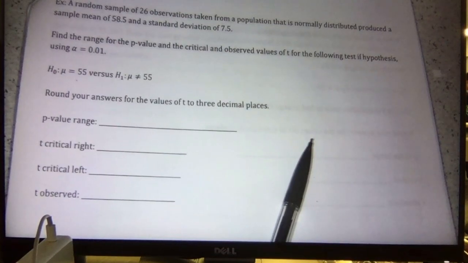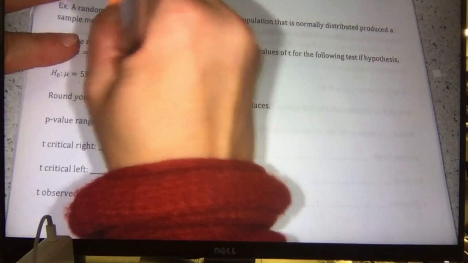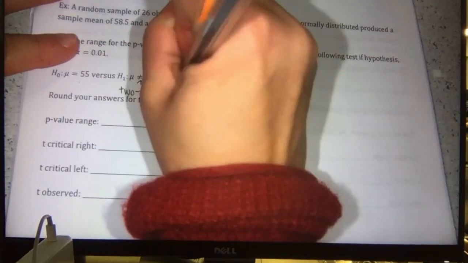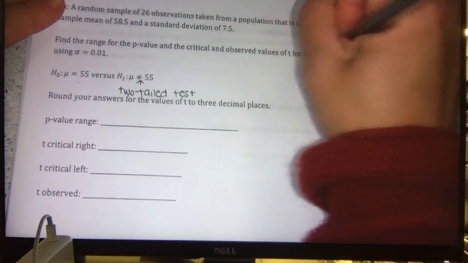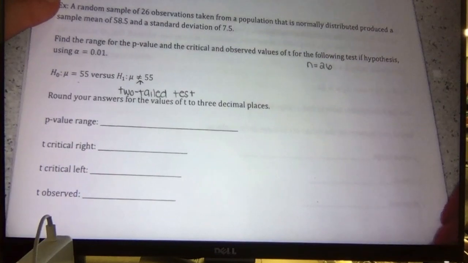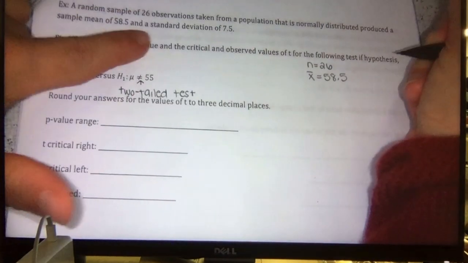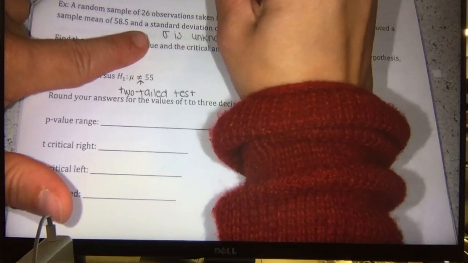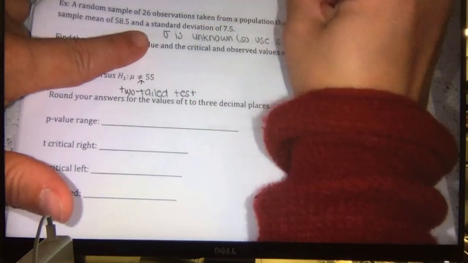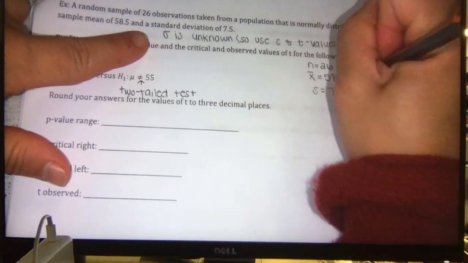So let's see what we got going on here. Just by looking at it, because it's not equals to, we know this is going to be a two-tailed test. What do we know? We know n is 26. We know our sample mean, our x bar, is 58.5. Our population standard deviation is unknown, so we're going to use S and t values. Our S is 7.5.